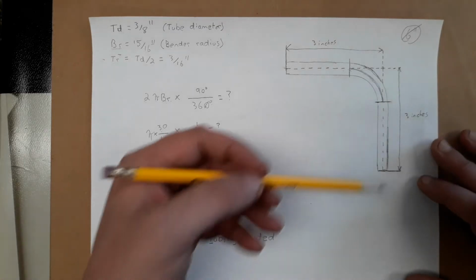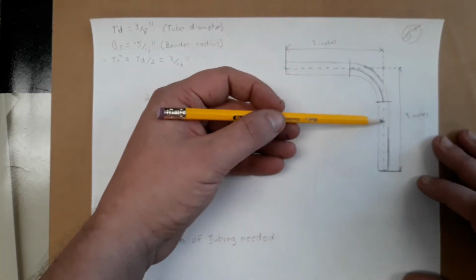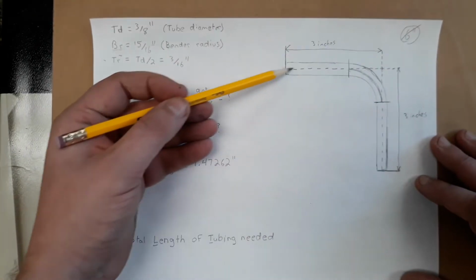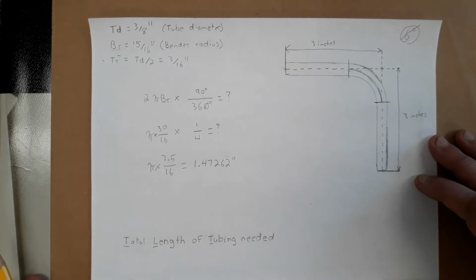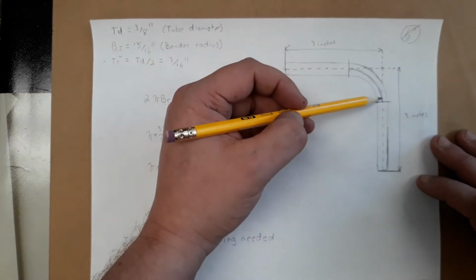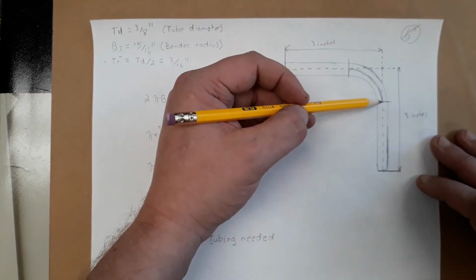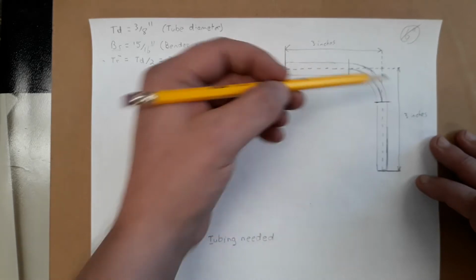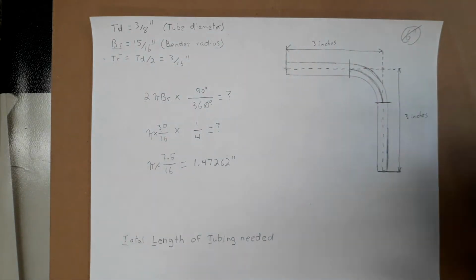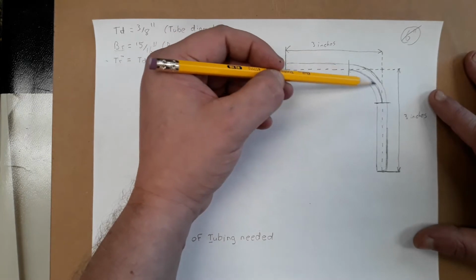In order to approach that, we need to figure out the total length of tubing needed from start to finish. Right? So down here, I need to calculate my total length of tubing needed. To do that, there's a few things that we have to take a look at. The trickiest of them is going to be figuring out the length of this curved section that's in the bend. However, if you look at that, this is part of a circle.